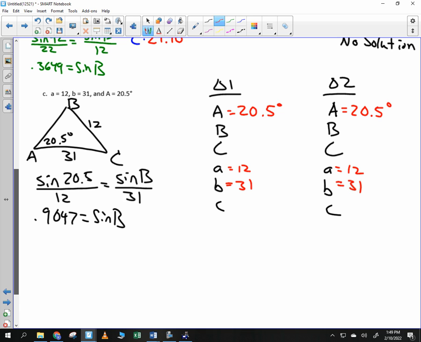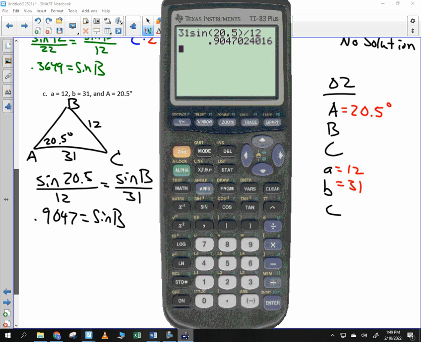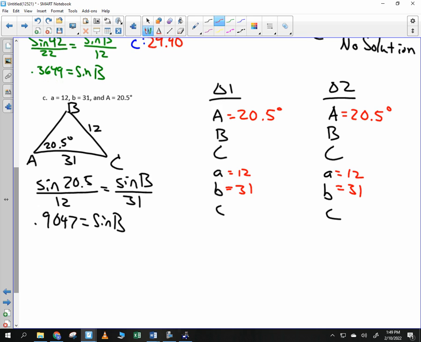Which angle am I solving for right here? B. So in order to come up with angle B, what do you think I do? I inverse, just like we would normally do. And I'm going to go to, because I made another error, second sine inverse of the answer, and I get 64.78 degrees. Doesn't matter, just put it with one of them.